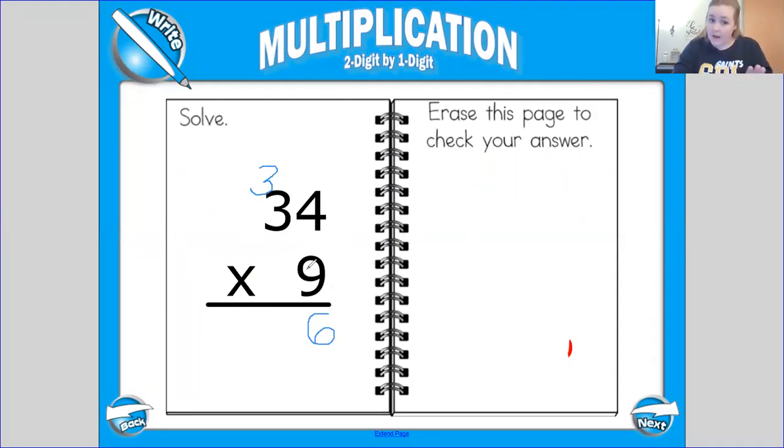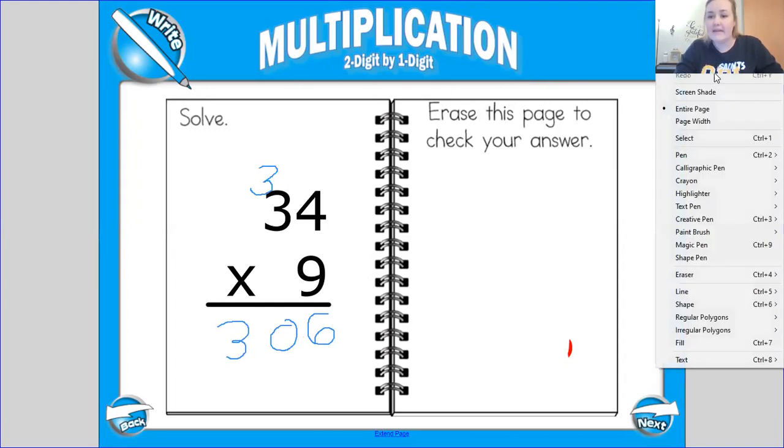So now I'm going to do 9 times 3, which gives me 27. So 27, but I cannot forget about what I regrouped. So I'm going to do 27 plus 3, which gives me 30. Okay, so the total answer for this one would be 30.